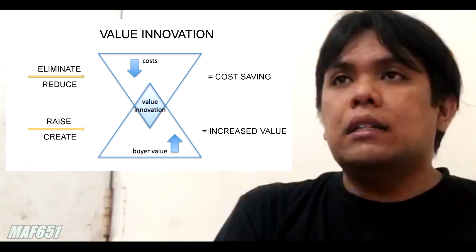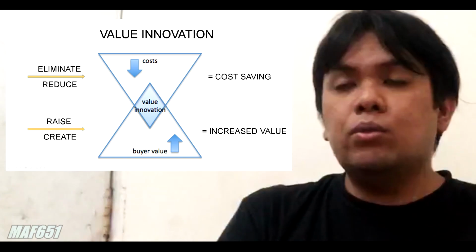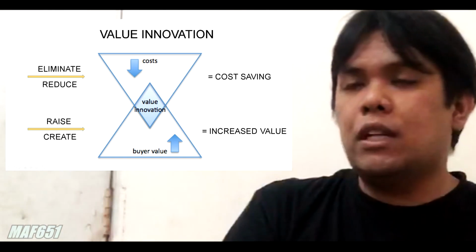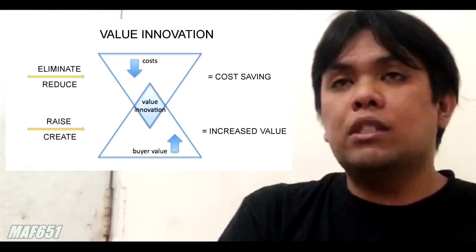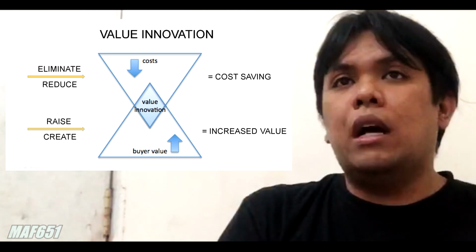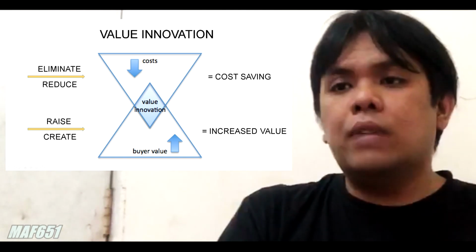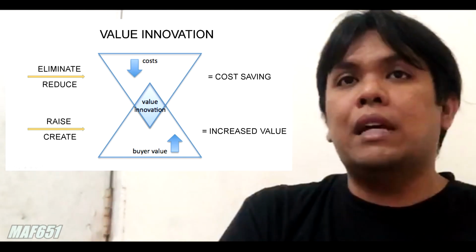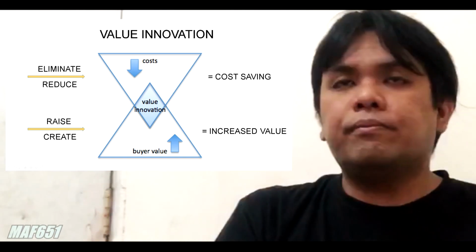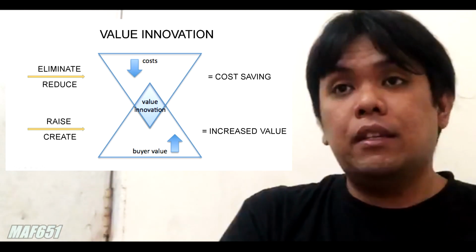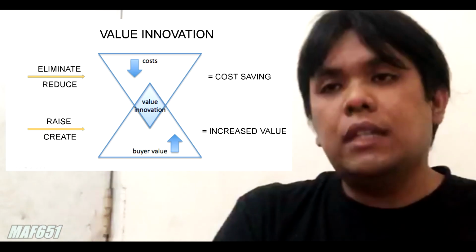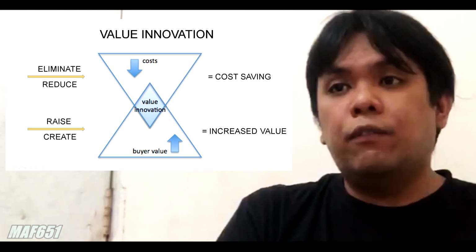So, how do we do this? It relates to the four things that I already mentioned before. Eliminate and reduce are for them to save the cost, and raise and create are for them to increase the value. Now that I have mentioned these four things pretty frequently, what are these four things? These four things are the four actions framework.